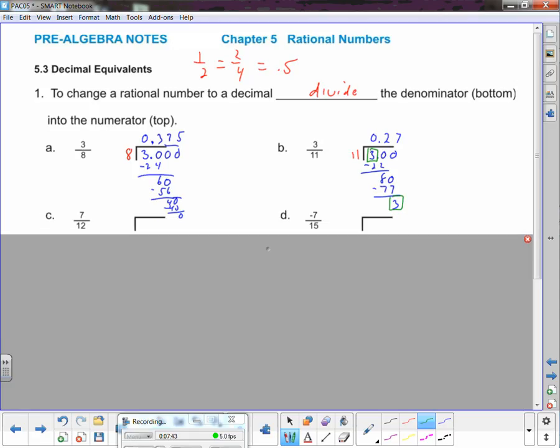Let's assume you didn't see it. And I know we're out of room here, so I'm going to go up here with my 3. So let's go 30 again. 11 goes into 30 how many times? 2. And so again, we're at 22. And again, when you subtract, you get an 8. You see how we're right back?